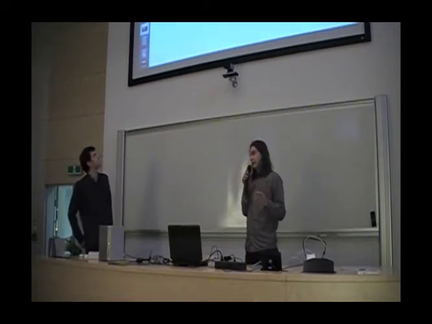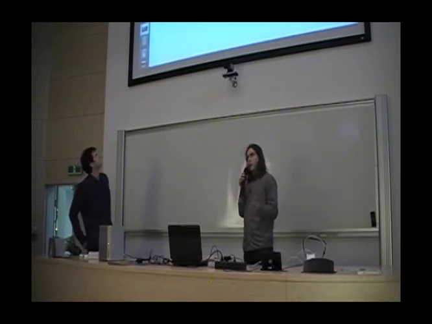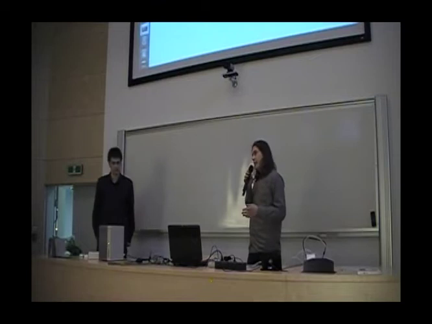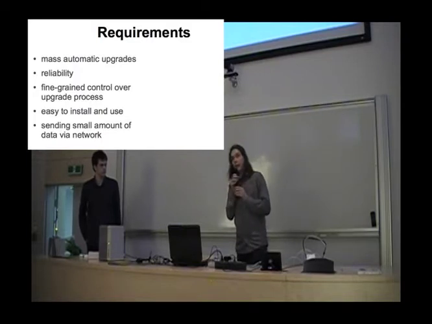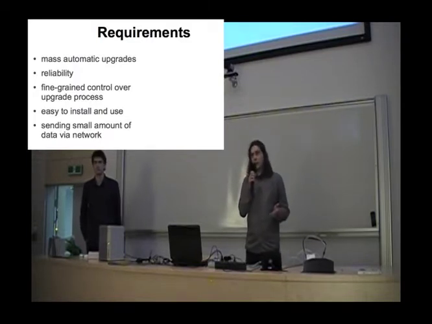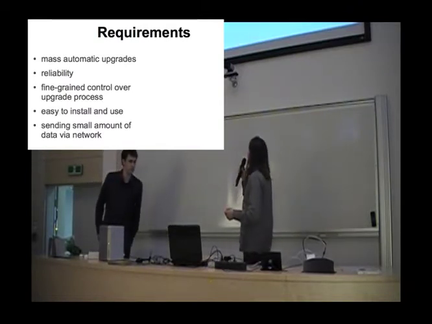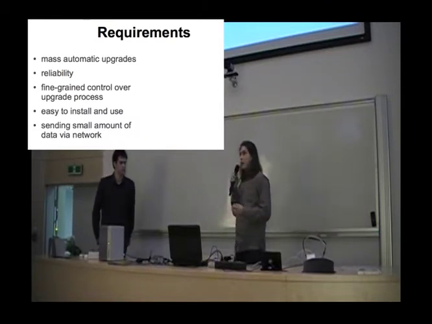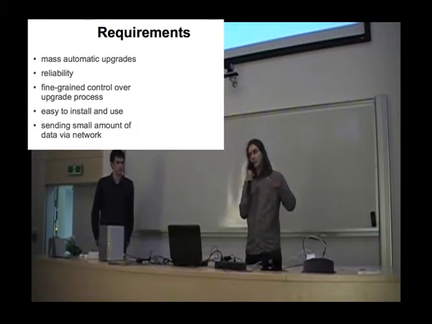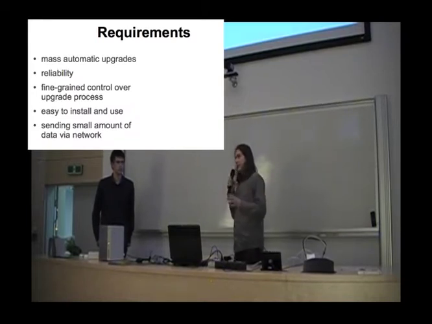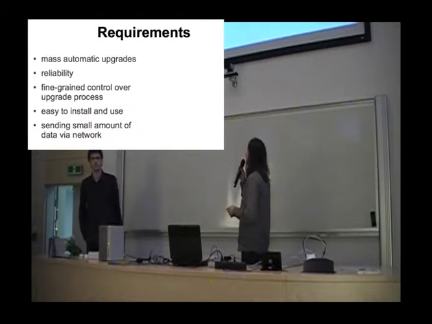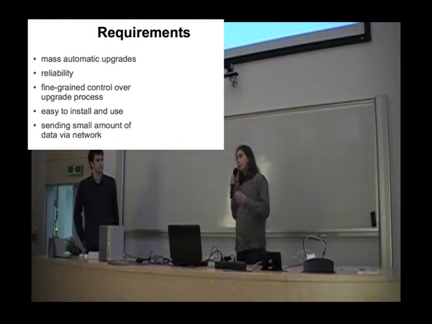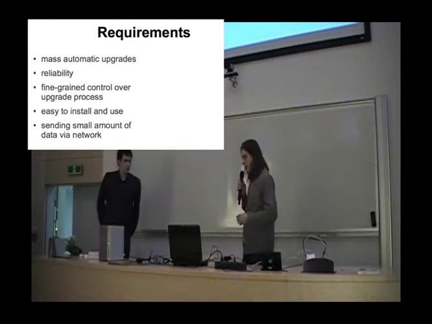That is why we developed our platform, and we wanted it to perform mass automatic updates. We just specify which software we want to update, on which group of devices, and then it runs automatically. We wanted it to be reliable, because we're using unreliable network, and we want to get the job done and recover from occurring errors. We want fine-grained control over upgrade process, not only stop the system, upgrade, and start it again. This is too easy. We wanted it to be easy to install and use, and also we want to send as small amount of data over the network as possible.